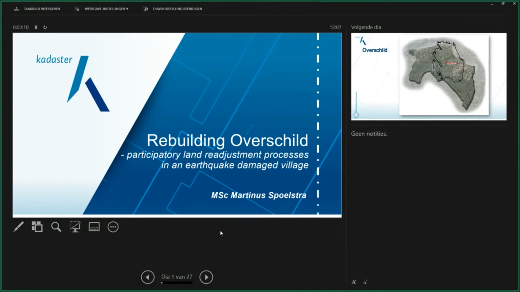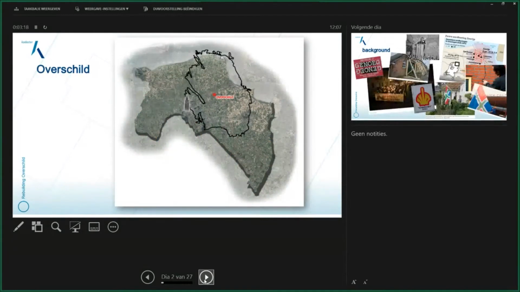Overschild is a village in the province of Groningen. Here, Overschild is located. If you face Martini Tower from the south, it's at your right hand. Quite central in the province of Groningen. Also quite central in the natural gas field, Slochteren. That's how it's called. And Overschild is one of the villages most damaged by earthquakes.